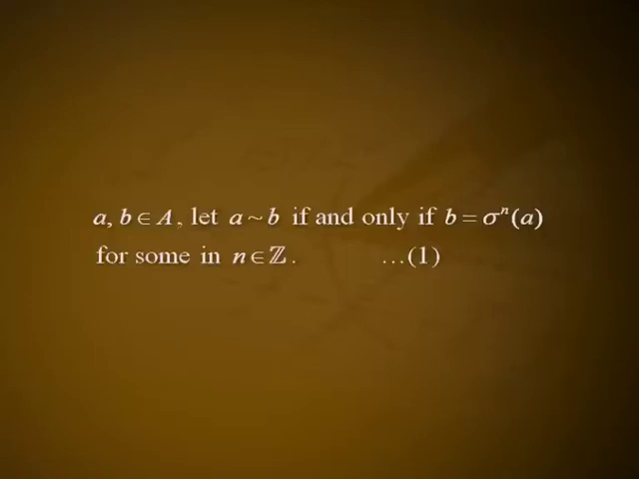For a and b belonging to A, let a is equivalent to b if and only if b is equal to sigma raised to n of a for some n belonging to Z. Condition 1. We now check that the equivalence defined by condition 1 is indeed an equivalence relation.